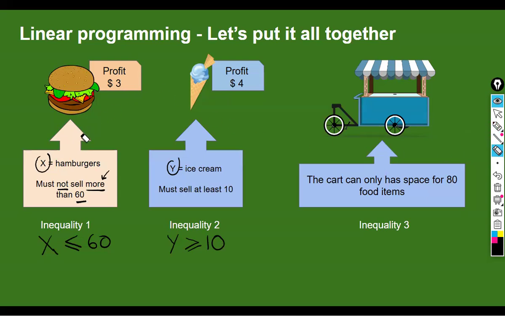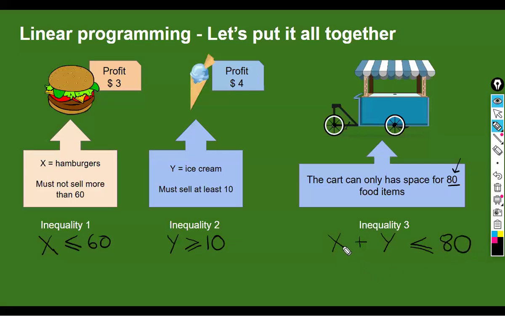But there is a third equation now. Remember, how many items can fit in the cart? 80. Isn't X the amount of hamburgers? Isn't Y the amount of ice creams? When we add up the amount of space for the hamburgers and the amount of space for the ice cream, it cannot exceed 80, because we simply don't have space for more than 80. So when you add up both of them, it has to be less than or equal to 80.